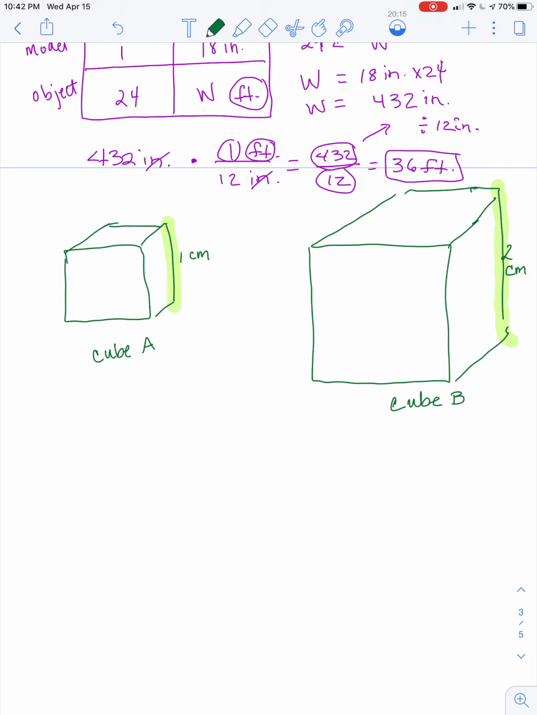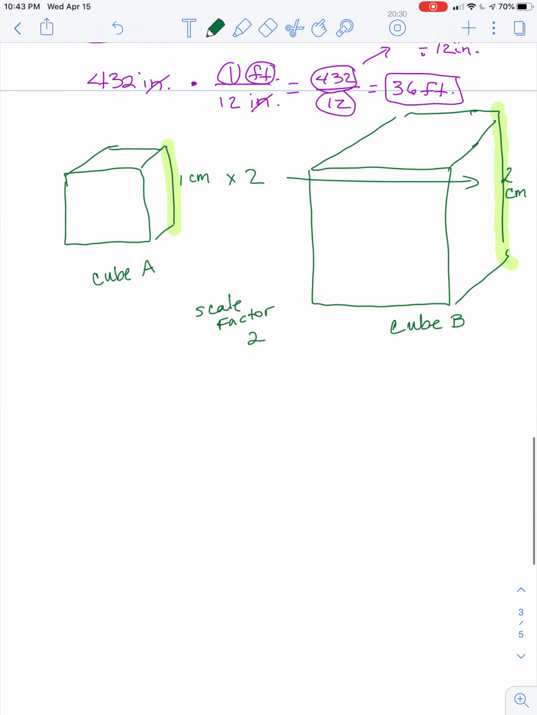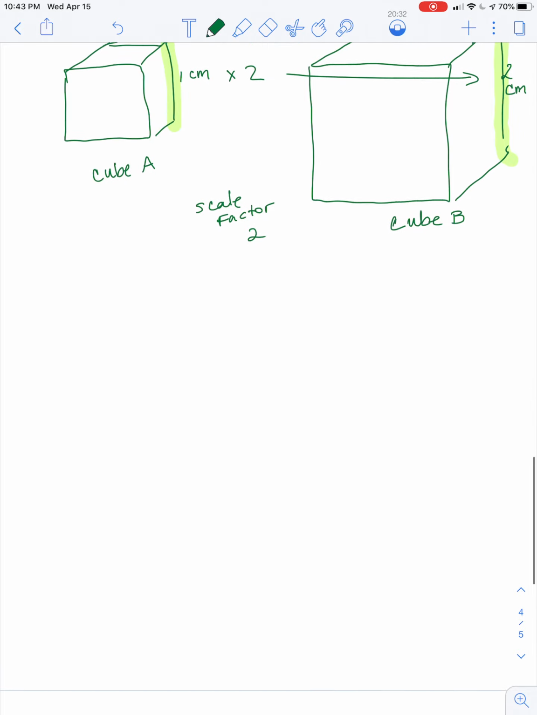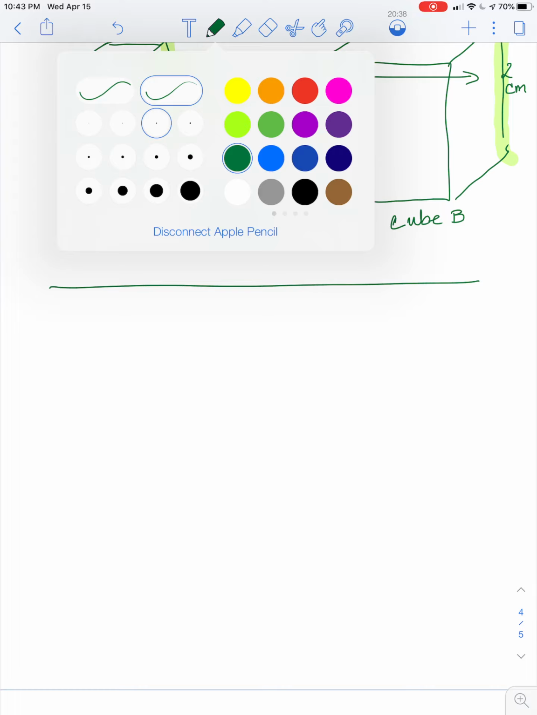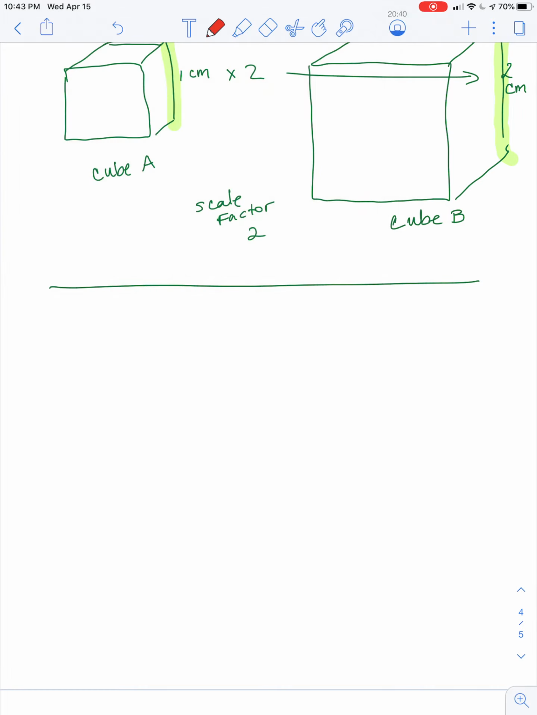Well, the scale factor is 2. Think about that. 1 times 2 will give me 2. So the scale factor is 2 for our linear measurement of that side. Okay, now let's look at another example here. I'm going to draw some rectangular prisms for you.